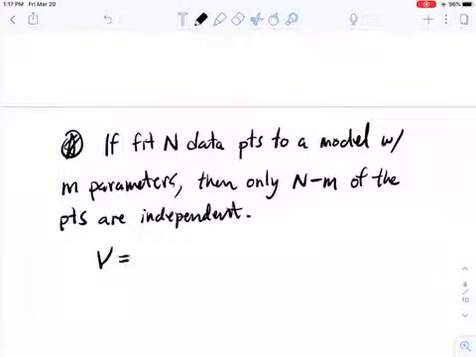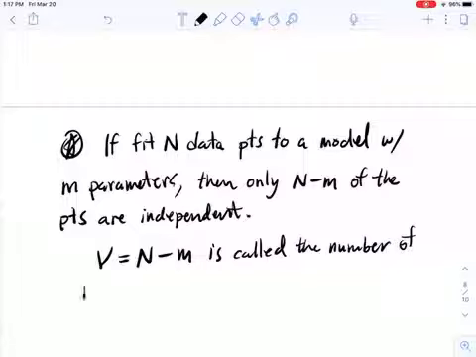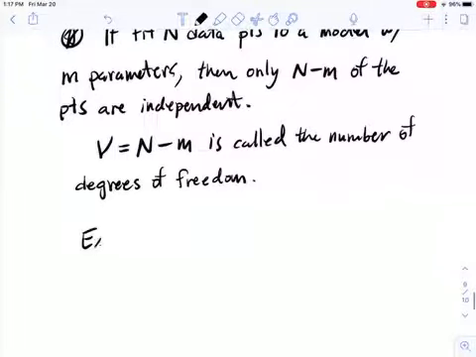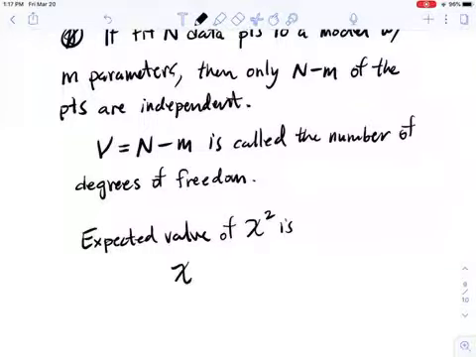I'm going to define nu as n minus m, and nu is called the number of degrees of freedom for the fit. So the expected value of chi-squared should be equal to this number of degrees of freedom, which is the number of data points minus the number of fit parameters.